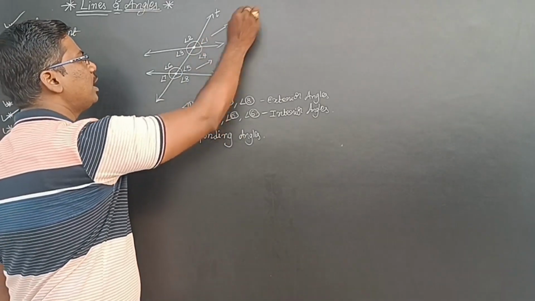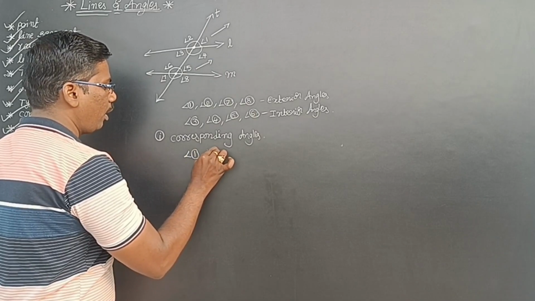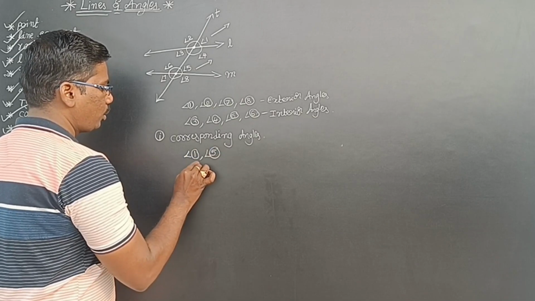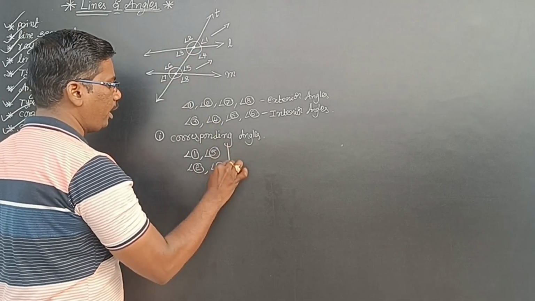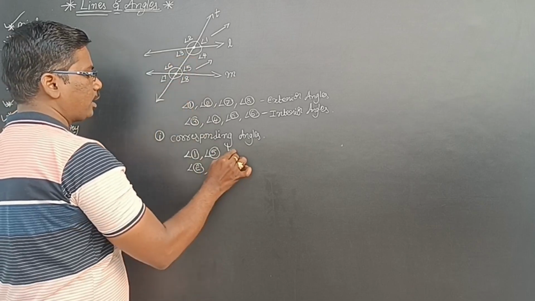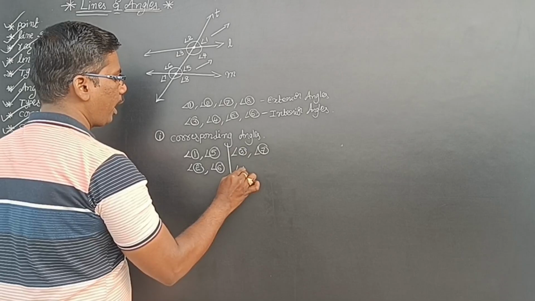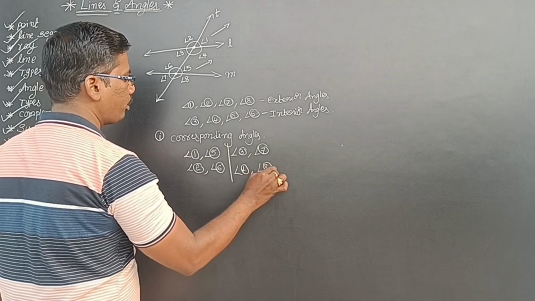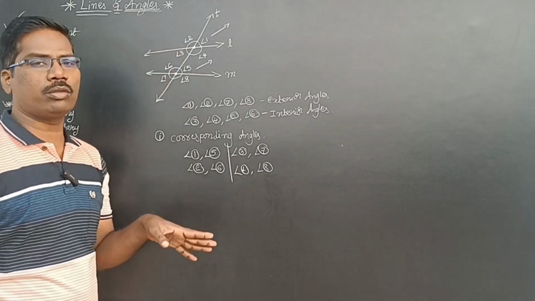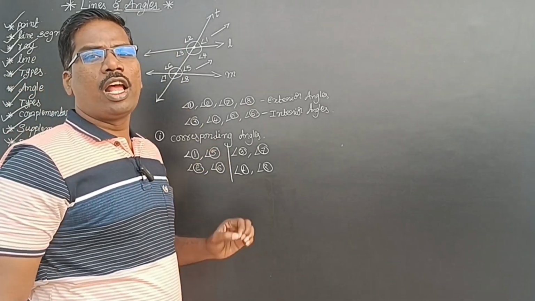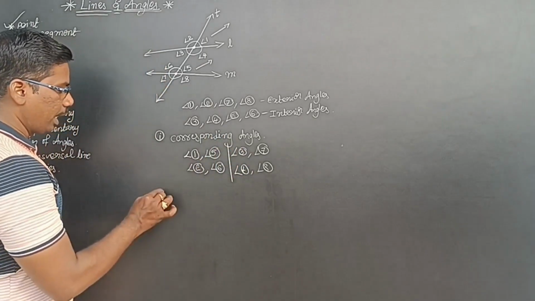See here, angle 1 is in this direction, angle 5 is also in this direction. So angle 1 and angle 5 are corresponding angles. Angle 2 and angle 6 are in the same direction, corresponding angles. In the same way, angle 3 and angle 7 are corresponding angles, and angle 4 and angle 8 are corresponding angles, because of the same direction. So the angles which have the same direction are called corresponding angles.